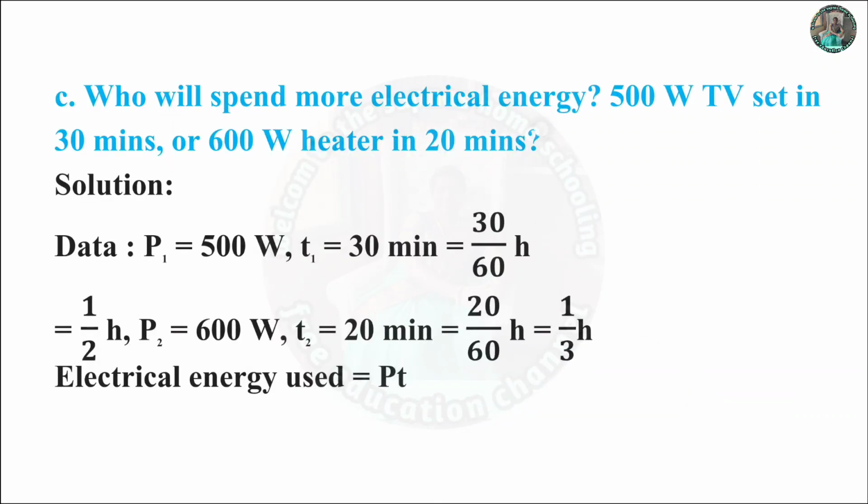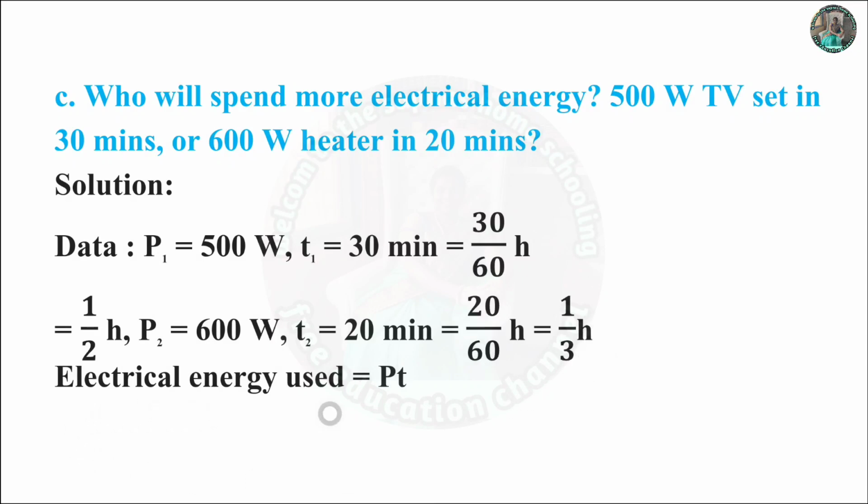Who will spend more electrical energy, a 500 watt TV set in 30 minutes or a 600 watt heater in 20 minutes? So the data is what? P is equal to 500 watt. Here there are two objects, so we'll write P1 and P2. P1 is 500 and T1 is 30 minutes, so 30 upon 60 hour, that is 1 upon 2 hour. So P2 is 600 watt, and T2 is 20 minutes. So 20 upon 60 is equal to 1 upon 3 hour.